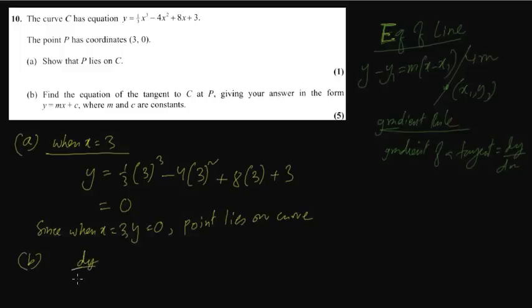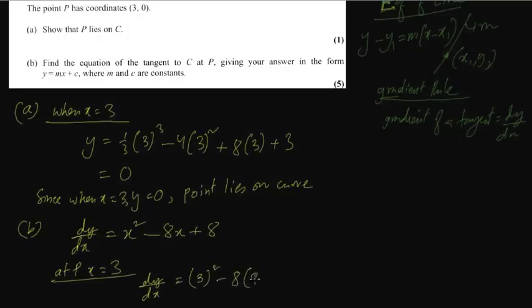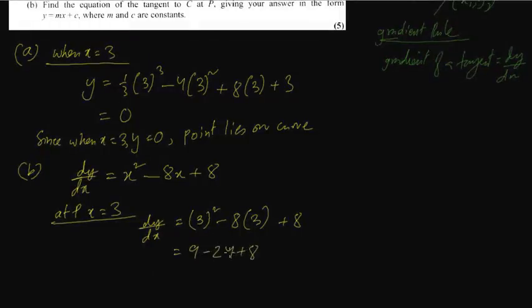So let's move on. dy by dx is going to be 1/3 times power 3, so that will be 1, and the power of x will reduce by 1, so x squared, minus 4 times 2 is 8x, and the power of x will reduce by 1, plus 8. So at the point P, we know the x coordinate is 3, so dy by dx would be 3 squared minus 8 times 3 plus 8. That would make it 9 minus 24 plus 8.